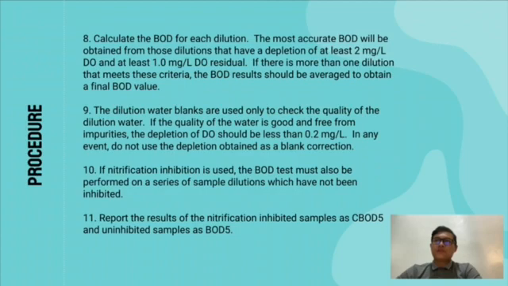The most accurate BOD will be obtained from those dilutions that have a depletion of at least 2 mg per liter DO and at least 1.0 mg per liter DO residual. If there is more than one dilution that meets this criteria, the BOD results should be averaged to obtain a final BOD value. The dilution water blanks are used only to check the quality of dilution water. If the quality of the water is good and free from impurities, the depletion of DO should be less than 0.2 mg per liter. In any event, do not use the depletion obtained as a blank correction.